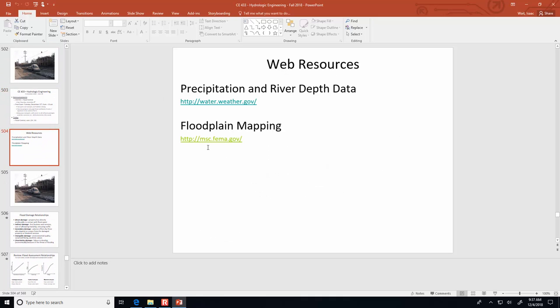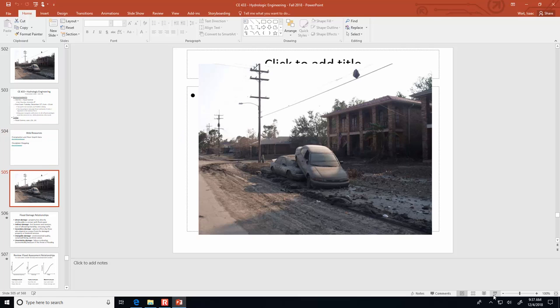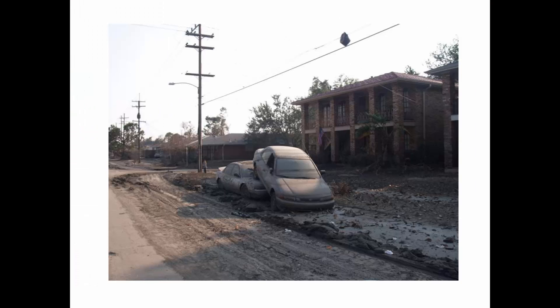All right, so that map service center is something that you're going to have to use for the assignment.